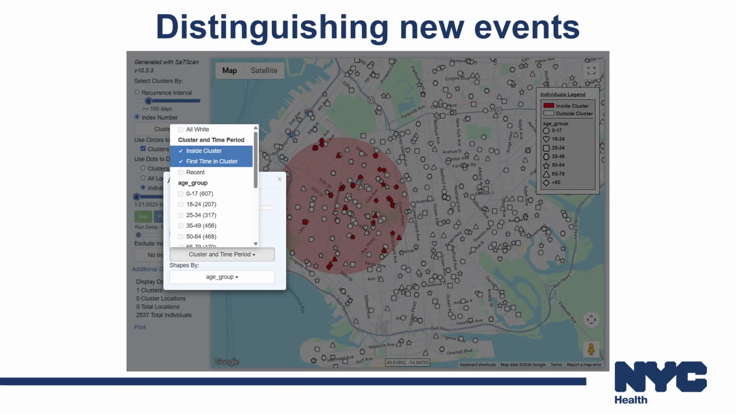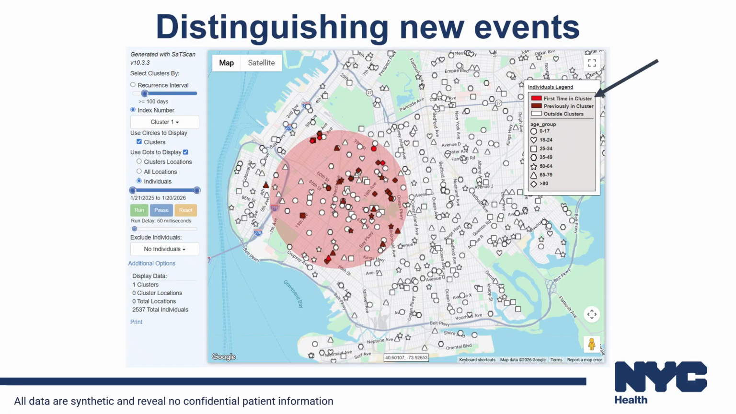You can also request that SaTScan distinguish which events are newly added in the HTML map output file by navigating to the Advanced Features window and checking the box for first time in cluster. The bright red category in the legend indicates that this is the first time these events are included in a cluster, and the dark red category indicates previously identified events. We often want to prioritize newly added cases during an outbreak investigation, so it's helpful to see where they're located relative to other cases in the cluster.